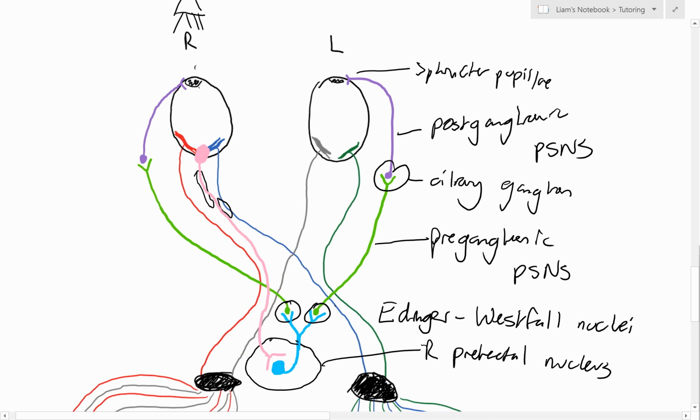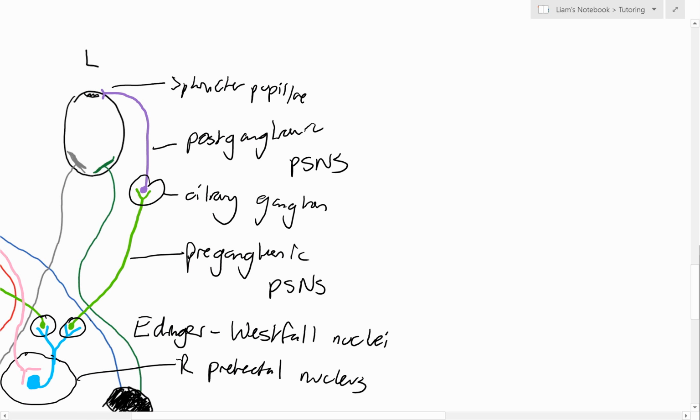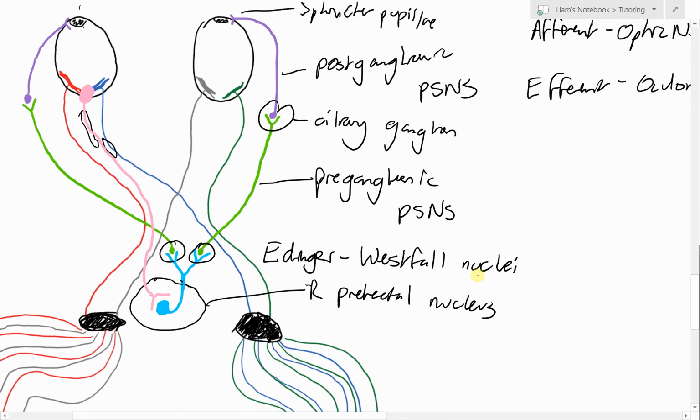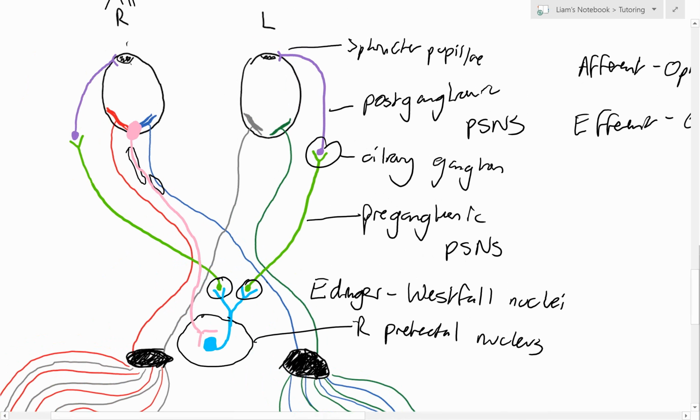What I probably didn't touch on before is that this pupil reflex actually relies on two cranial nerves. The afferent nerve is, as you might expect, the optic nerve, which is cranial nerve 2. So that's the one that takes information into the brain. The efferent nerve is the oculomotor, which is cranial nerve 3. And you might be wondering where that comes into it, but the Edinger-Westphal nuclei are actually one of the nuclei associated with the oculomotor nerve. It's the parasympathetic nuclei of the oculomotor nerve. So that's where that comes in.